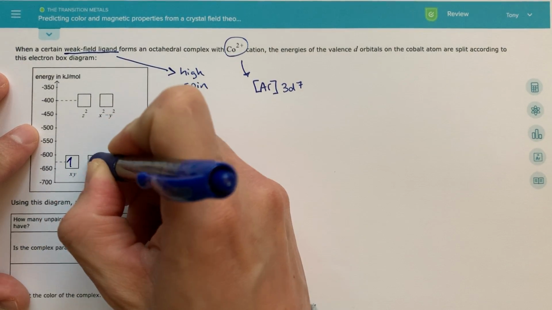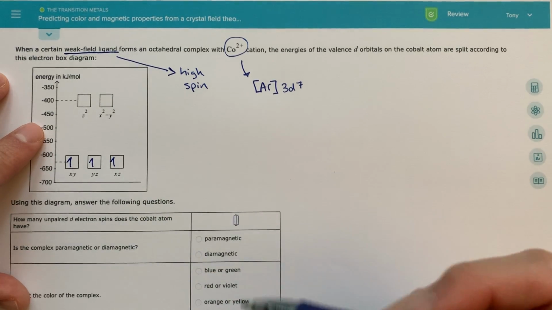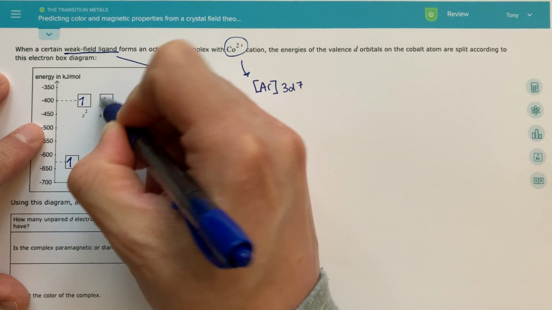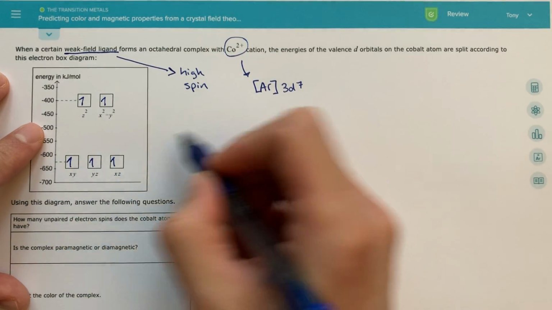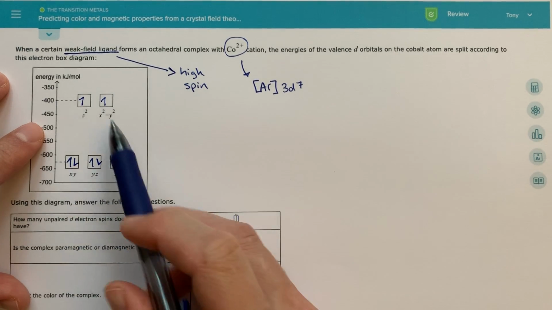So 1, 2, 3. Now we need to decide where our next electrons are going to go, right? Because it's high spin, I'm going to start going up here. 4, 5. Now we're going to drop back down for the last 2, 6, 7. So that's how you would fill this in.